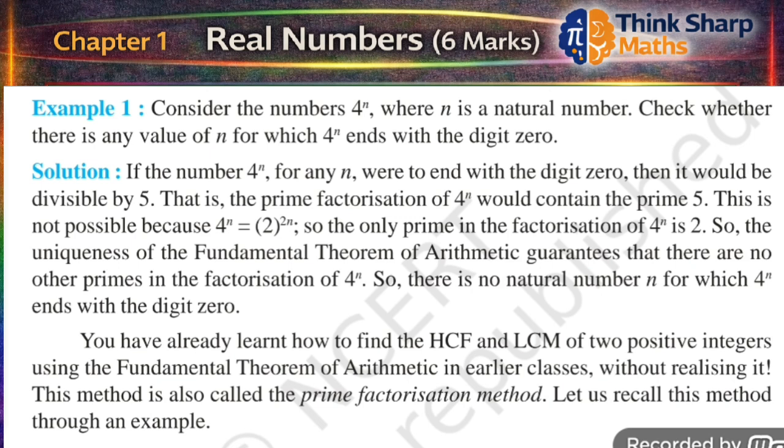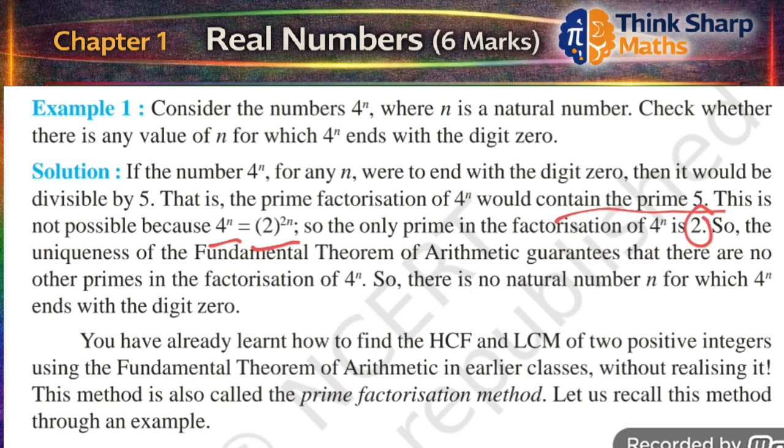Okay, so how you will write it in statement form, that is important. The prime factorization of 4 power n could contain the prime 5. And if you want to write more precisely, you can write it should contain 2 and 5 both as prime numbers. This is not possible because 4 power n can also be written as 2 power 2n. So the only prime in the factorization of 4 power n is 2. Only 2 is there, not 5.